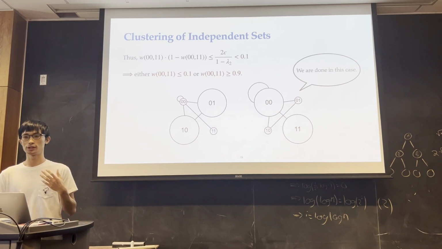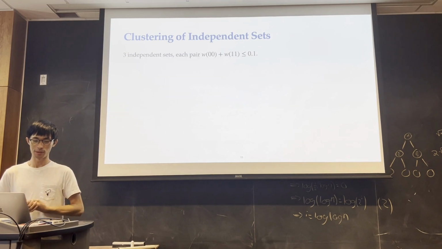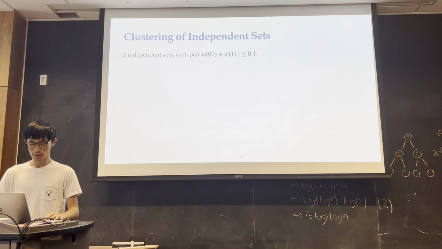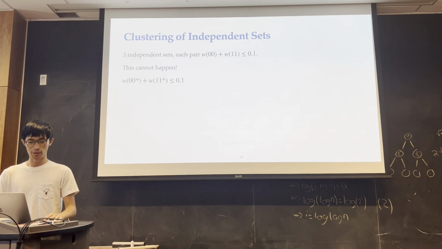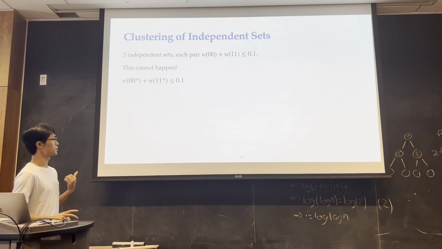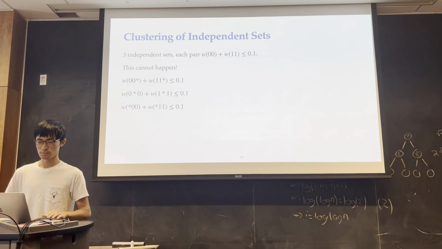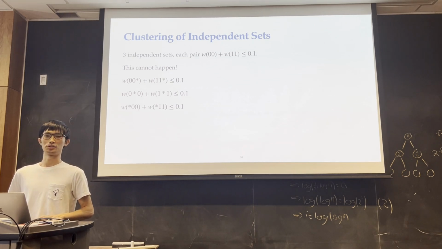Okay, now we want to finish the lemma, so we'll go to 3 independent sets, and then assume, for contradiction, that each pair is in the first case. So we want to say that this cannot happen. I have that the first 2 independent sets satisfy this inequality, and similarly the first and third, and the second and third. So why is this a contradiction?